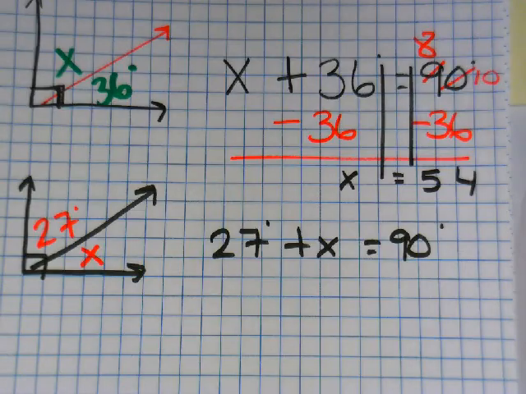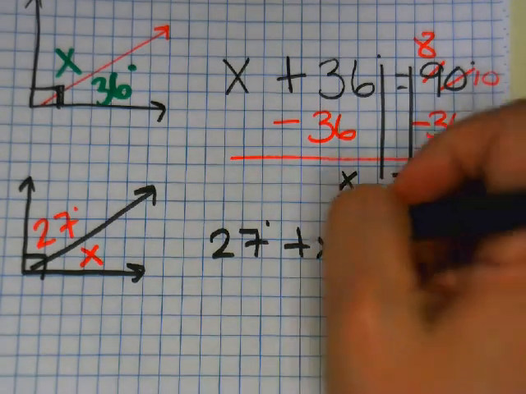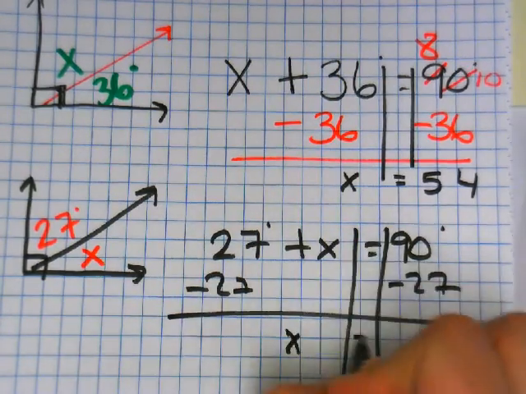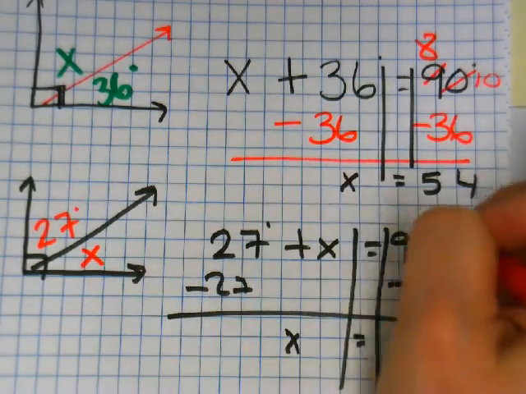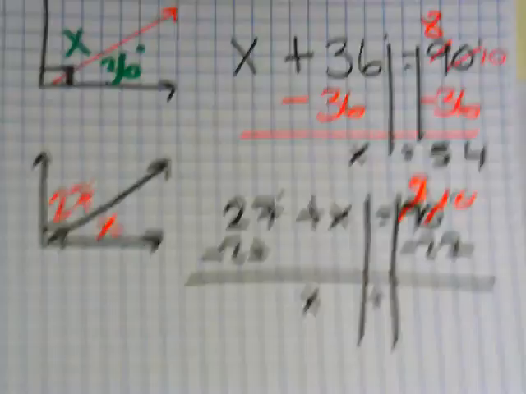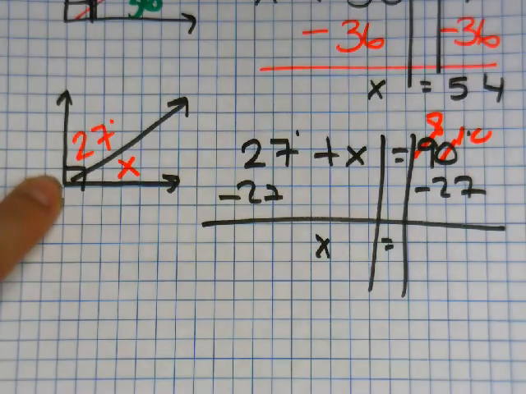What math do I do? Subtract by 27. X equals 60. Okay? It's the 90 though. How do I get the 90? Because it's a right angle. Oh no, I see.